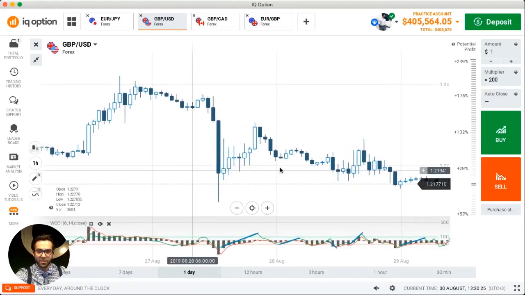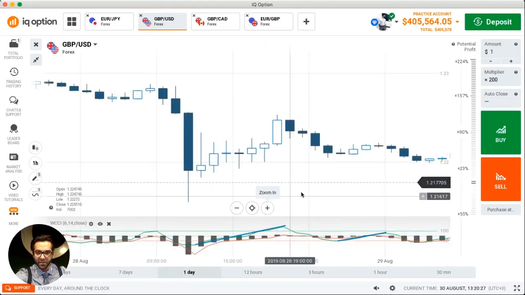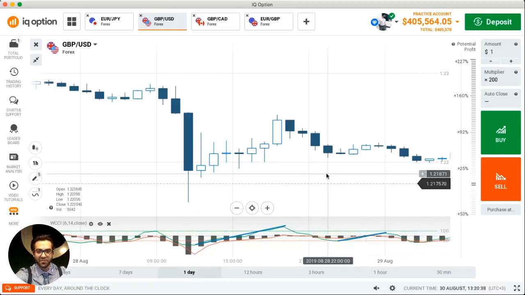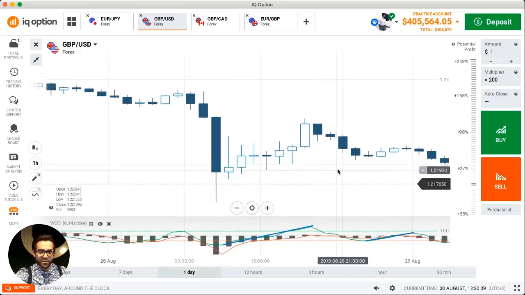Okay, so if we zoom in here, we have a baseline between 100 and minus 100. So there's a baseline there, right? Some people call it baseline, some zero line. I'm just going to call it zero line for today. So here's how it works.